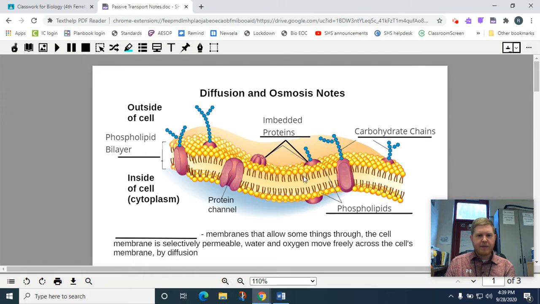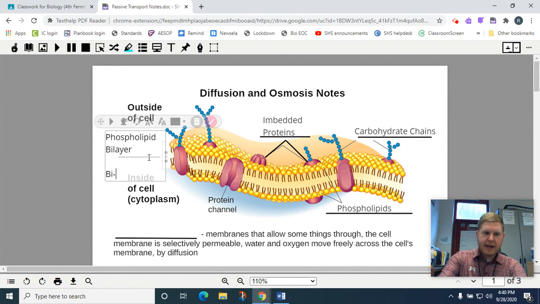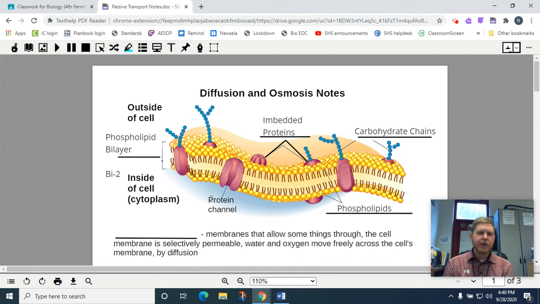If you look, we have some phospholipids up here, and then others that are flipped upside down. We call this a phospholipid bilayer. The reason we call it a bilayer is because we have two layers. Bi means two, and we talked about different word parts before. So there are two layers of phospholipids here. Okay, that's the first thing we'll talk about.